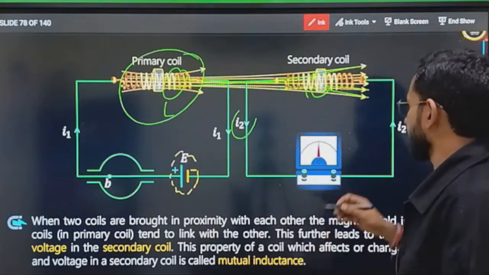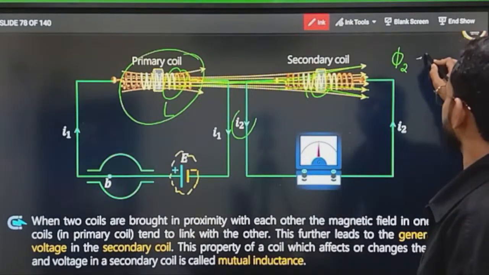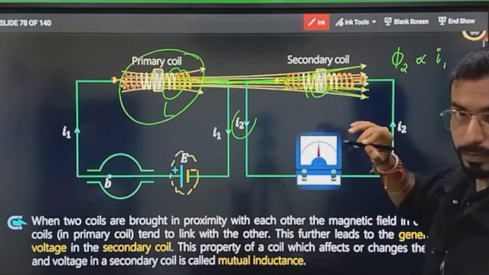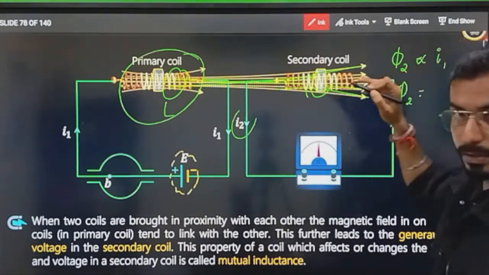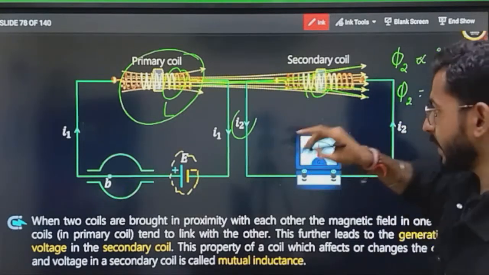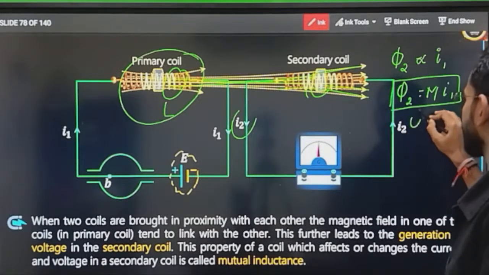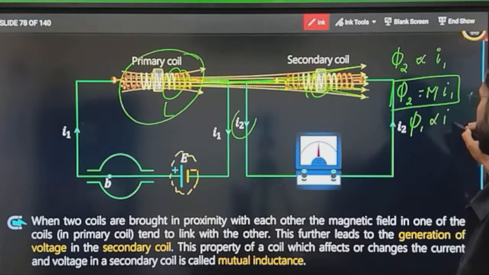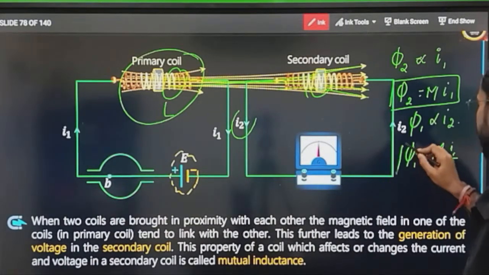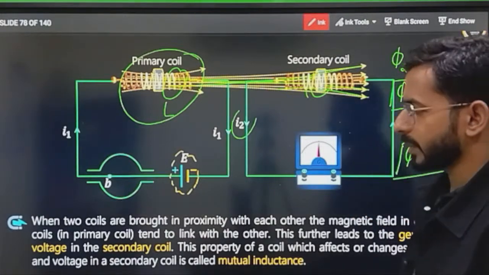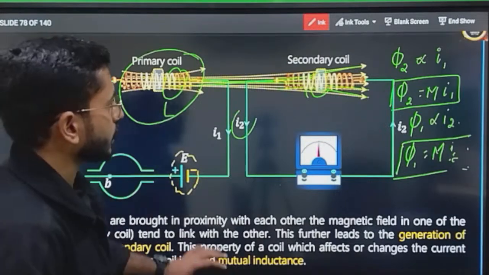So what is the equation that we write here? The flux of coil 2 is proportional to the current of loop 1. We define phi 2 equals mutual inductance into I1, because when we remove the proportionality there, we got self inductance, and here we get mutual inductance. Vice versa, the flux of loop 1 is directly proportional to the current of loop 2, and we define phi 1 equals mutual inductance into I2. These are the two very important things that you have to understand. The rest of the theoretical things are given here only, so you don't have to worry about that.